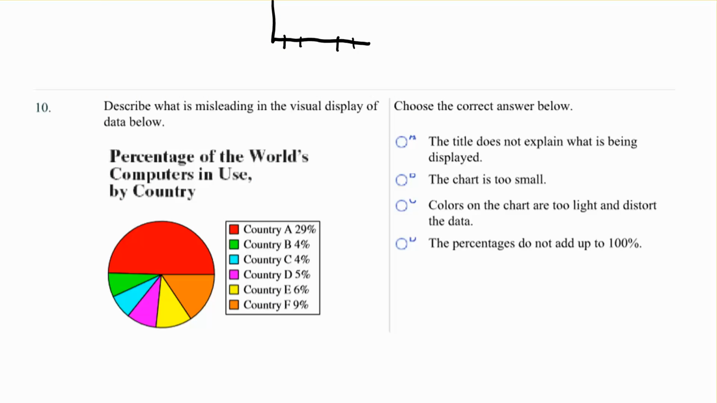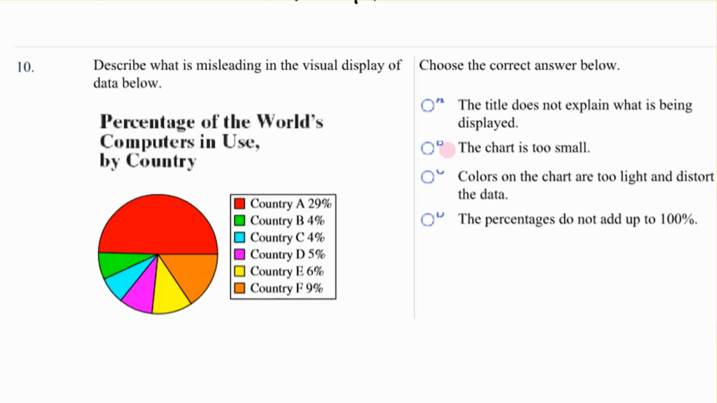All right, last one. We have a circle graph, sometimes called a pie chart. What's misleading about this? All right, look at it, percentage of the world's computers in use by country, and these are some countries. The title does not explain what is being displayed. I think it's a clear title. The chart is too small. I don't have any trouble reading it. The colors are too light and distort the data. No, I think the colors are nice and vibrant. The percentages do not add up to 100%.